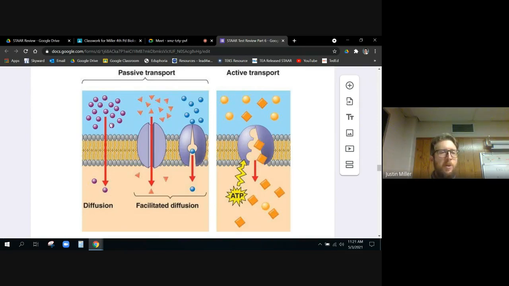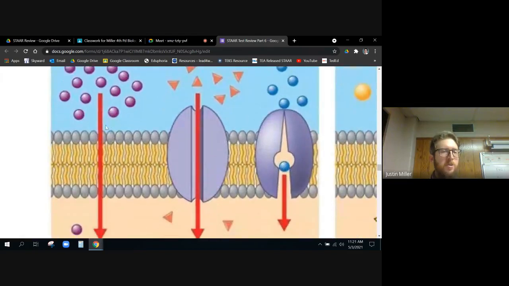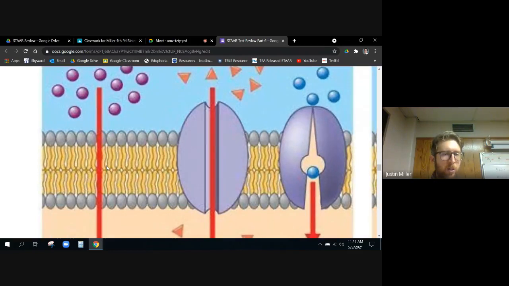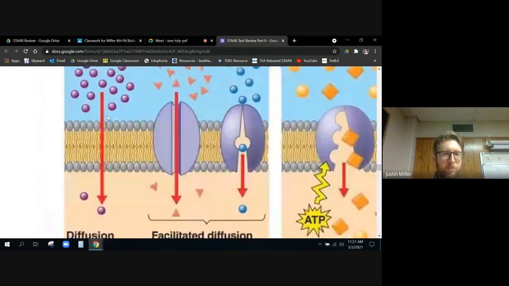Imagine these little purple balls are water. Water is one of the things that can passively diffuse into and out of your cell easily. Because water molecules are so small, they can actually slip right between these phospholipids that make up your cell membrane. And they can go into and out of the cell as they please because they're that small.